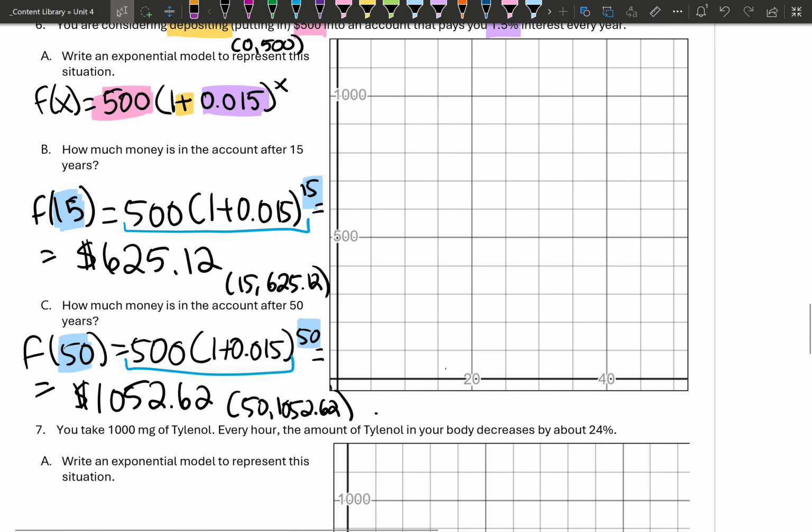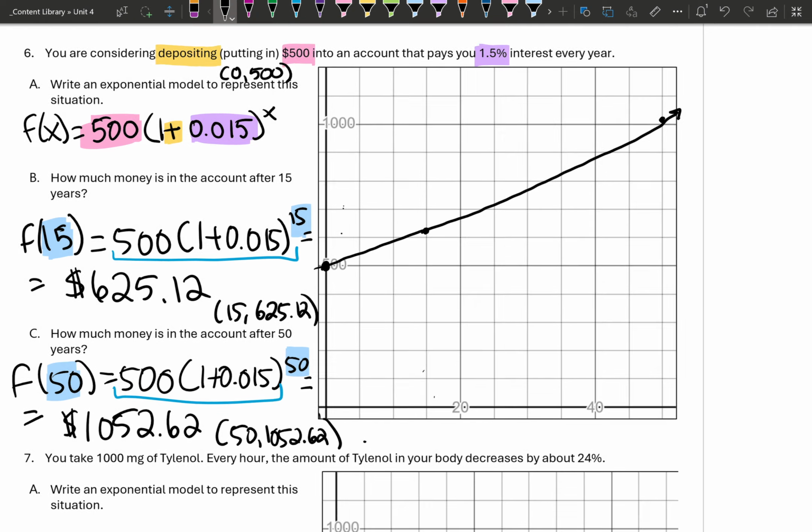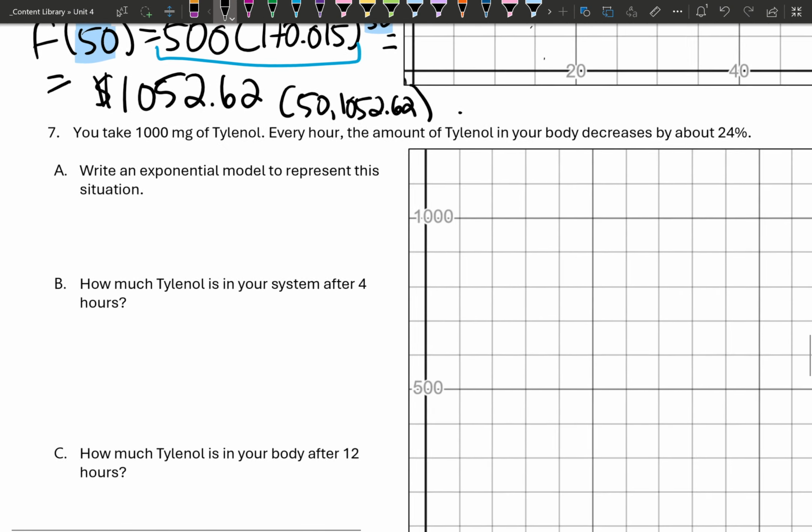Okay, so 0, 500, 15, 625. Whoops, didn't mean to draw that. Or that. I was supposed to do the eraser. There we go. All right, 15 and what is 625? So that's, I don't know, right there. And then 50 and 1052, probably right here. There we go. Very slow growth.